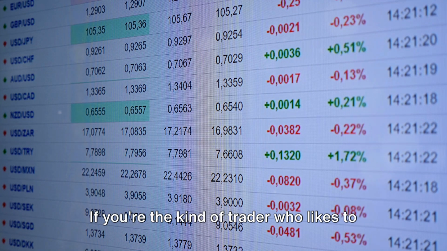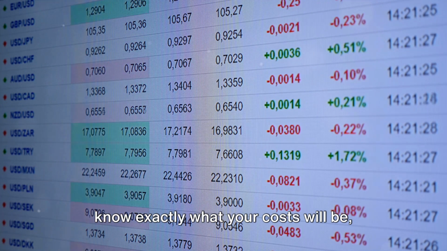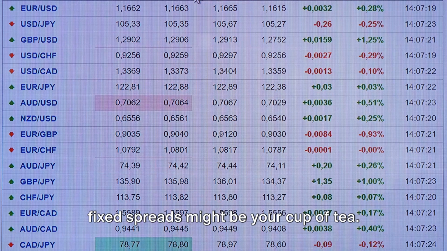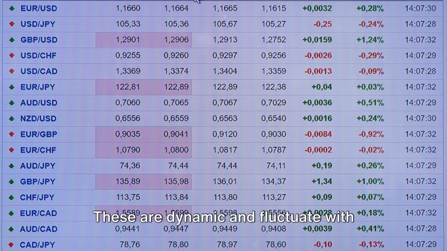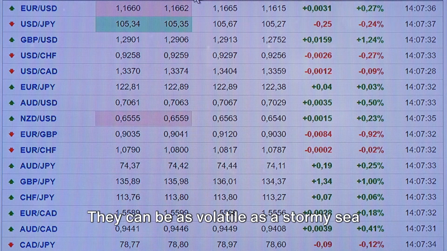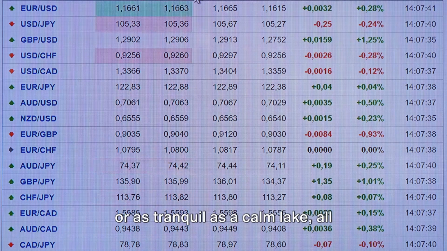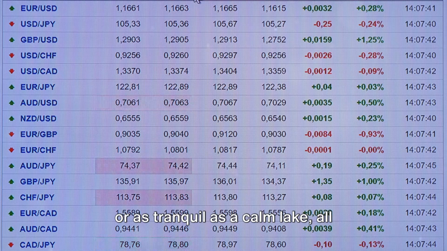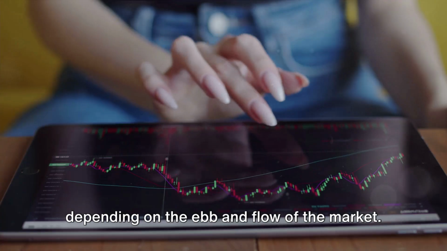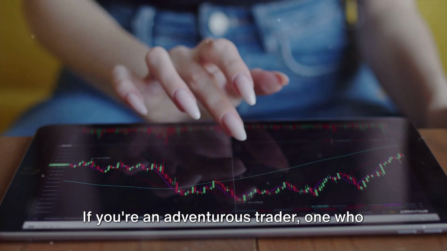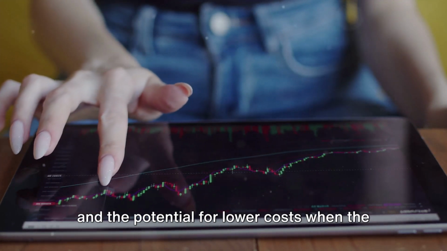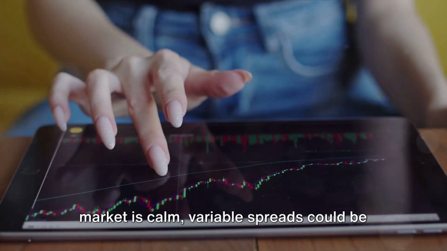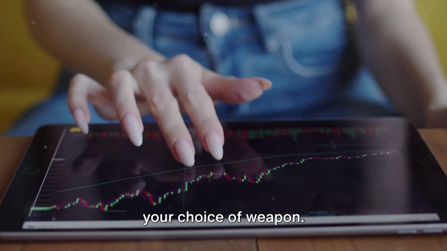If you're the kind of trader who likes to know exactly what your costs will be, fixed spreads might be your cup of tea. On the flip side, we have variable spreads. These are dynamic and fluctuate with market conditions. They can be as volatile as a stormy sea or as tranquil as a calm lake, all depending on the ebb and flow of the market. If you're an adventurous trader, one who thrives on the thrill of unpredictability and the potential for lower costs when the market is calm, variable spreads could be your choice of weapon.